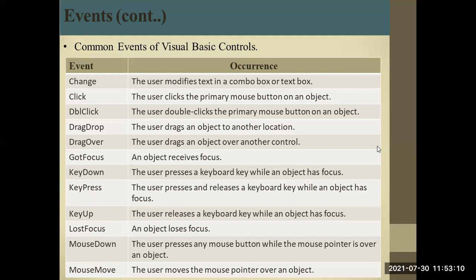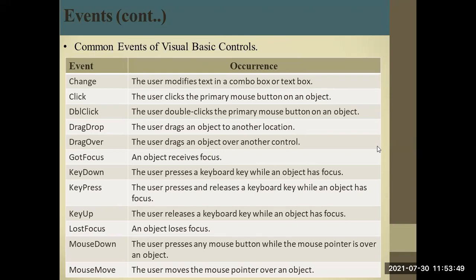Now the next event you can see here is called key down. It occurs when the user presses a key on the keyboard while an object has focus. Similarly, there is an event called key press, where the user presses and releases the keyboard key while the object has focus. Similarly, next is key up, where the user releases the keyboard key while the object has focus. That is called key up.